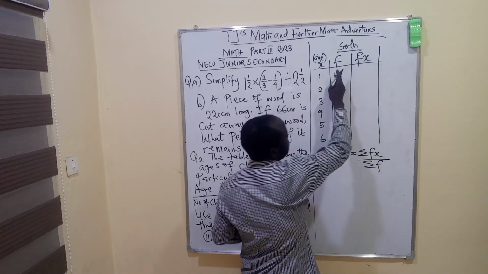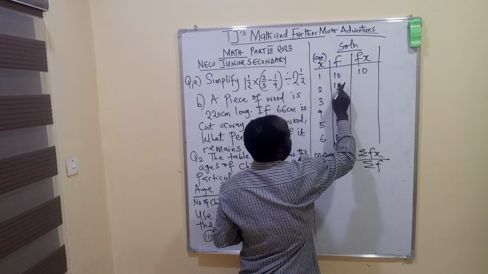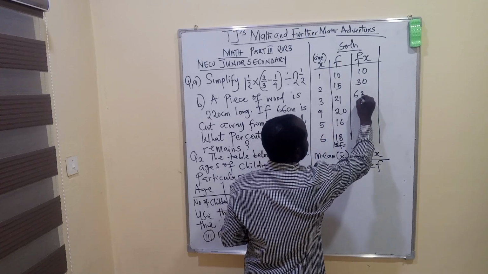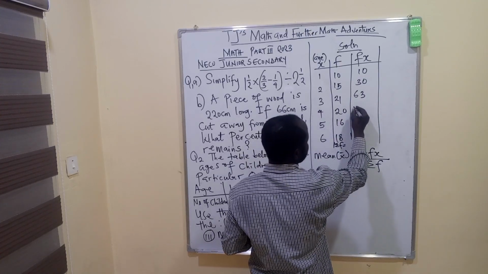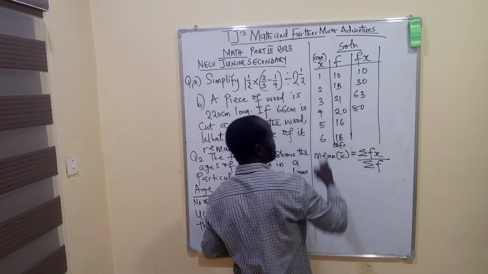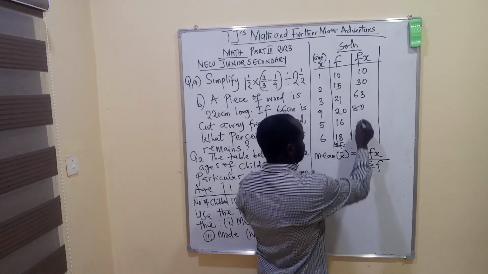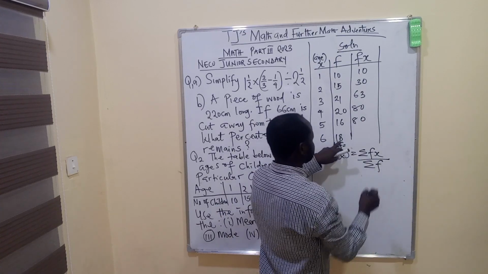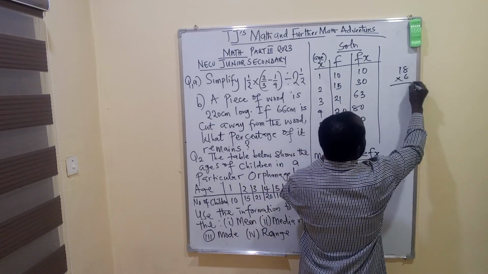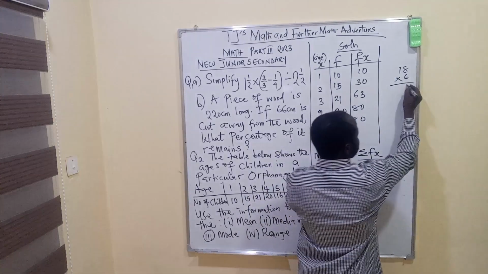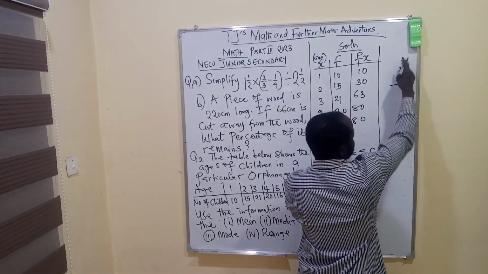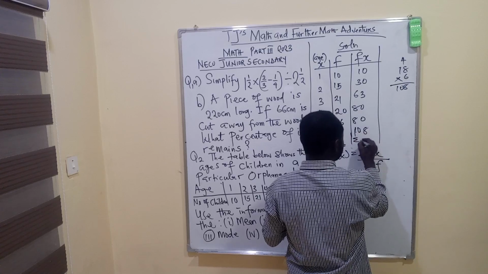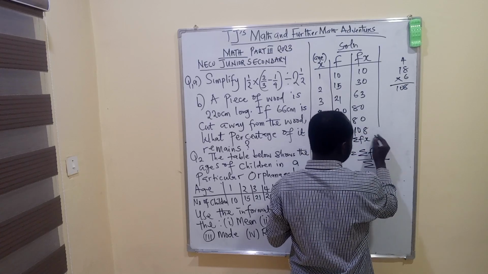To get fx means 10 times 1, 10, 15 times 2, 30, 21 times 3, that will be 63. 20 times 4, 80. 16 times 5. 5 times 6, that's 30. 0 carry 3. 5 times 1 plus 3, that's 80. Then 16 times 18, let me do it here. 6 times 8, 48. Put 8, carry 4. 6 times 1, 6 plus 4, 10. That's 108.